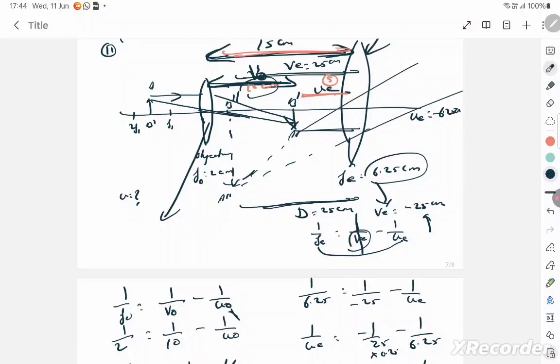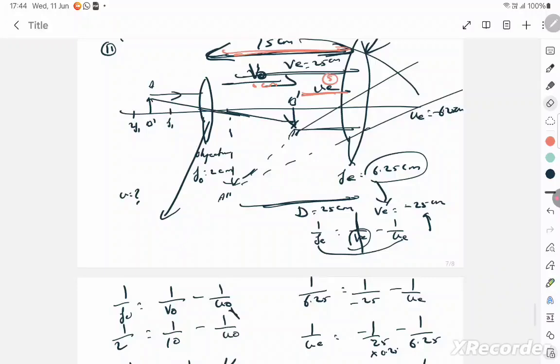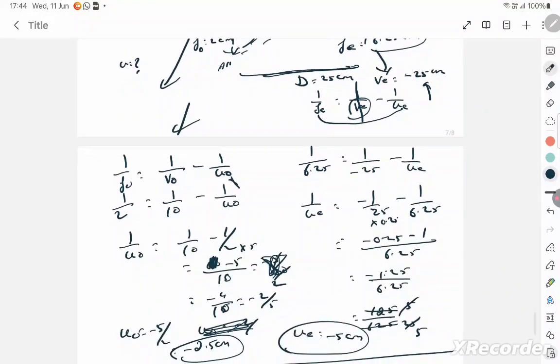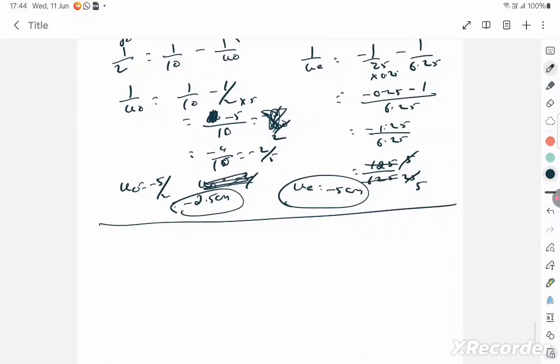So you immediately found the UE to be minus 6.25 centimeter. You have to subtract it from 15. Of course, ignore the negative sign and subtract so that you get your VO. And once you get your VO, you can use this formula and get your UO. It's the same sum as last, but the only thing is V is infinity. You can try this sum on your own.